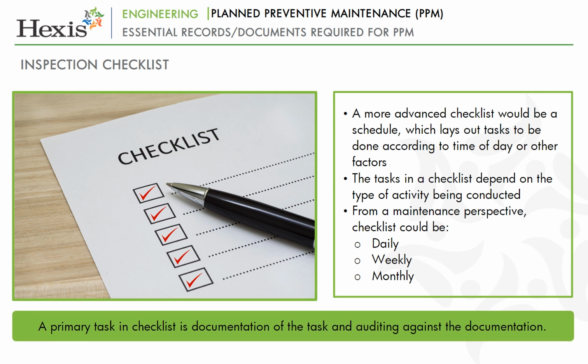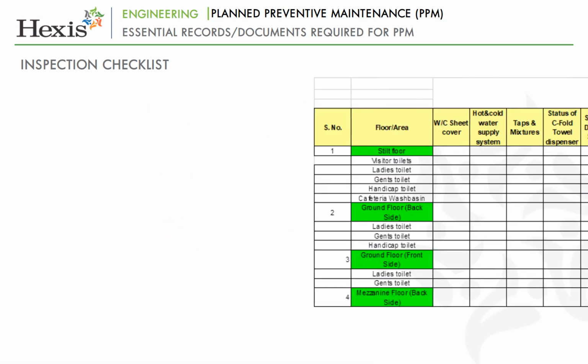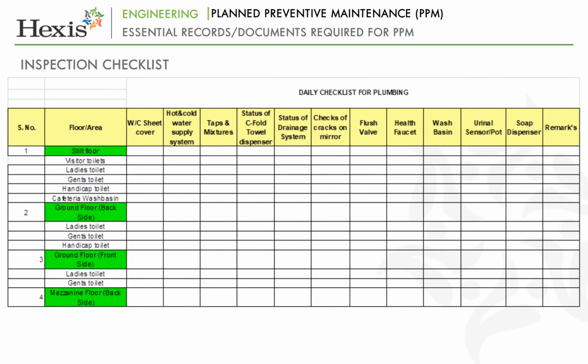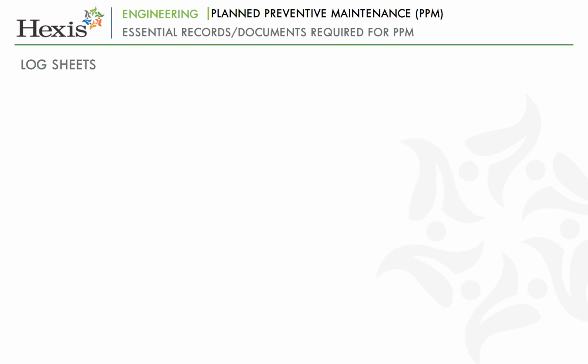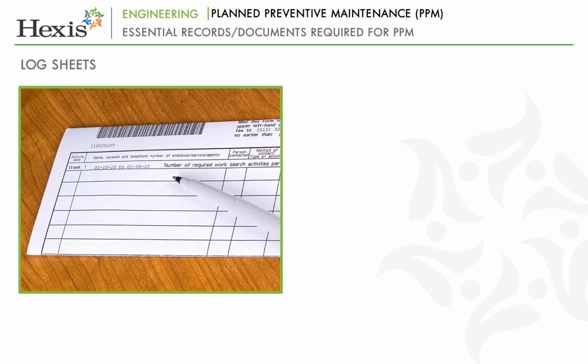A primary task in a checklist is documentation of the task and auditing against the documentation. Checklists are often presented as lists with small checkboxes down the left-hand side of the page. A small tick or checkmark is drawn in the box after the item has been completed. Some sample checklists are shown on your screen. Now, let's move to the fifth type of document, which is the log sheet.